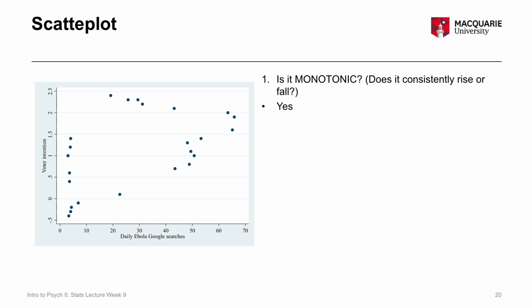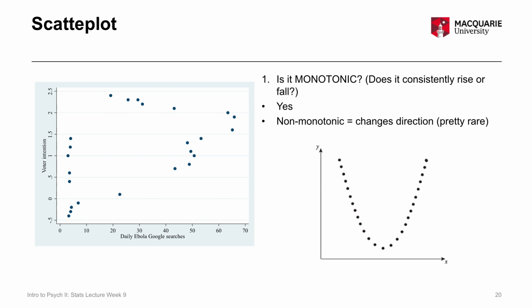But here we can see it definitely doesn't do that. There's no changing direction to the scatter plot as we go from left to right across the graph. It stays in the same direction, so it definitely is monotonic. If you want an example of a non-monotonic graph, that's one there. It's very exaggerated. It's a very perfect, nice kind of quadratic form there. But that's an example of a pattern that does change direction.